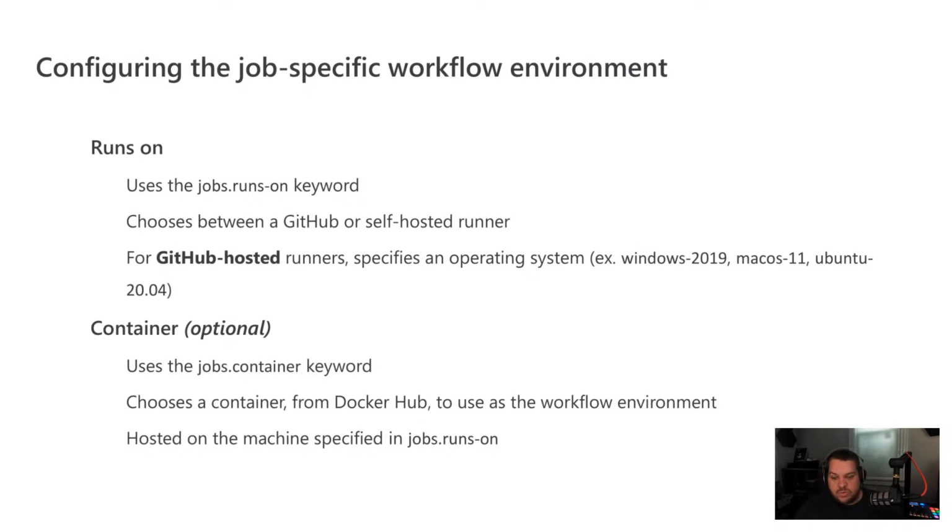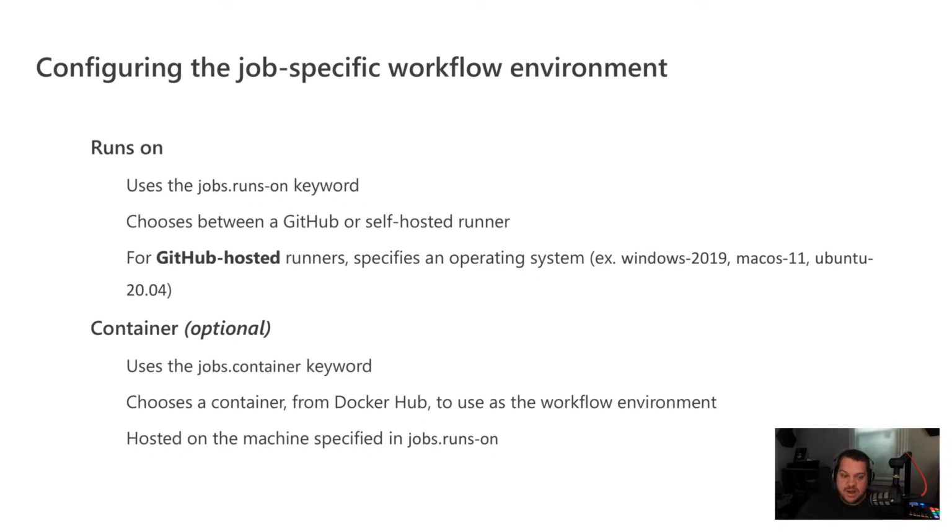The other thing that you saw that's super interesting here is runs on. Now, we were using GitHub hosted runners, but you can have self hosted runners. For the GitHub hosted runners, that allows you to specify an operating system. So we used Windows latest, but you can use more specific operating systems like macOS 11, Windows 2019, Ubuntu latest, or Ubuntu 20.04.